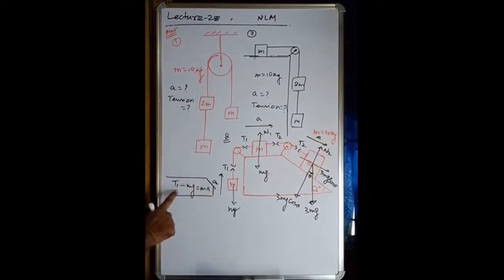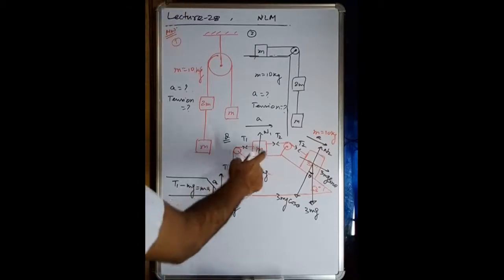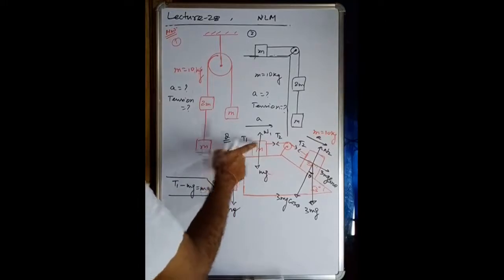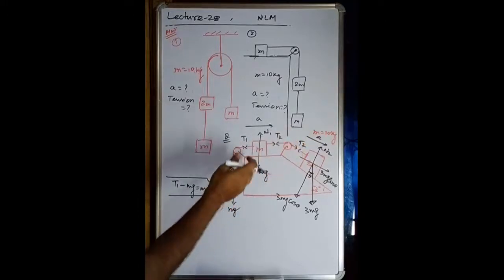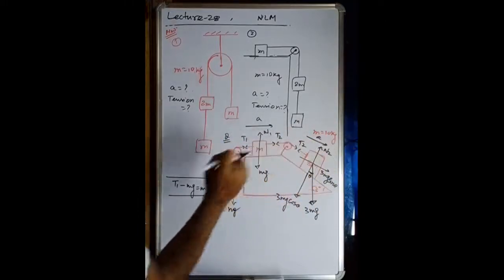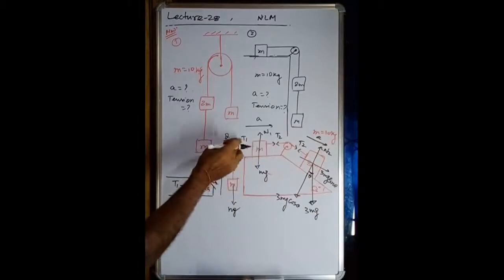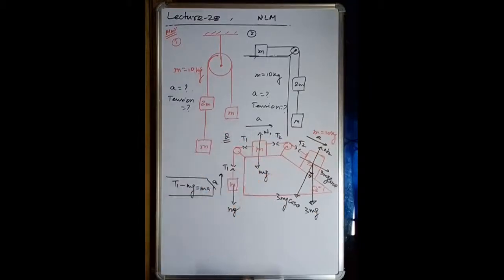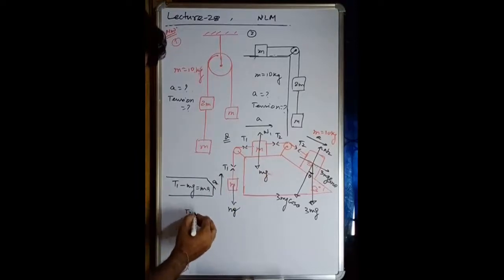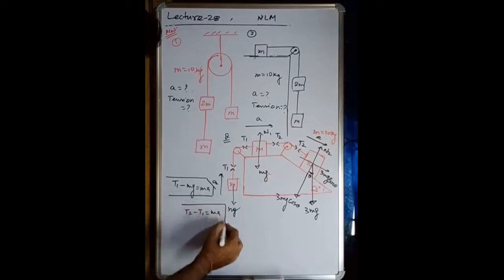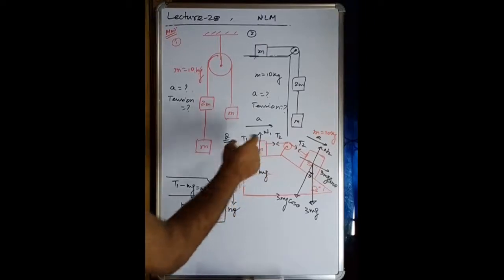Here it is T1 minus mg equals ma. For this body, of course the system is moving in this direction. Which force is pulling this body in this direction? Of course it is T2. And which one is trying to stop this body in this direction? It is T1. So the greater force will be T2, so T2 minus T1 equals ma. This is another equation, from this body.